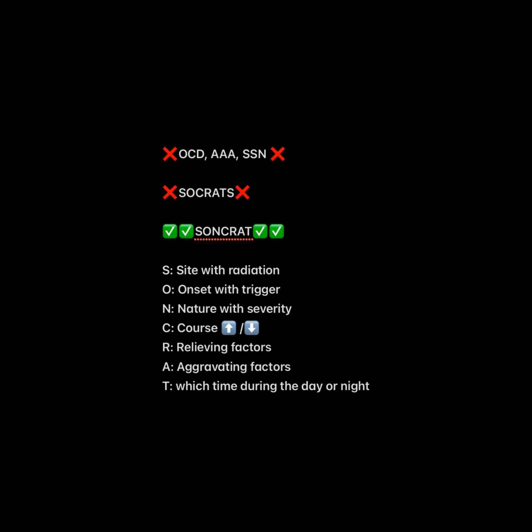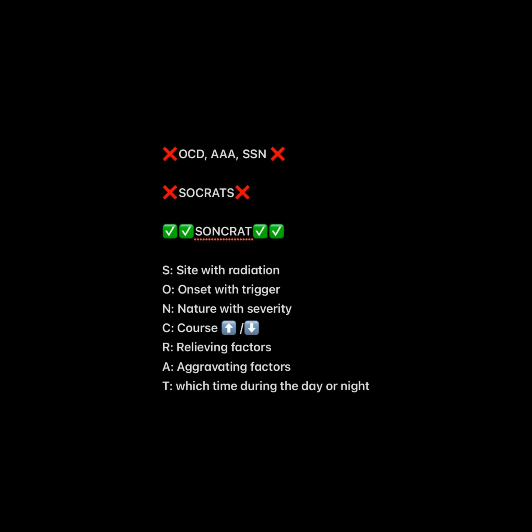Doctor, I have got right knee pain. When did it start? Two days, doctor. How did it start? Suddenly, doctor. Anything brought it on? Any history of trauma? Any history of injury? I have to search for the trigger immediately with the onset.